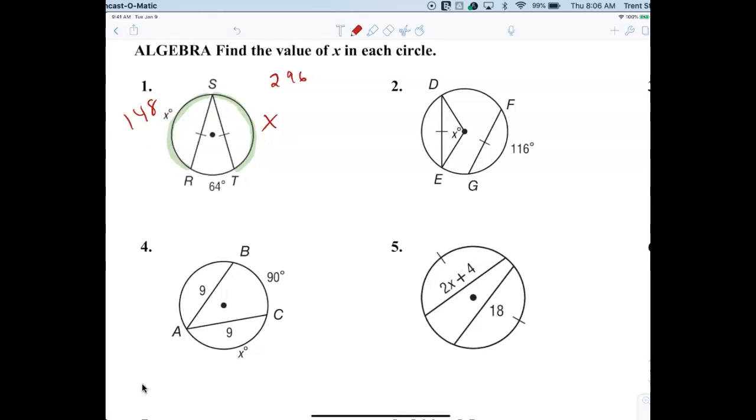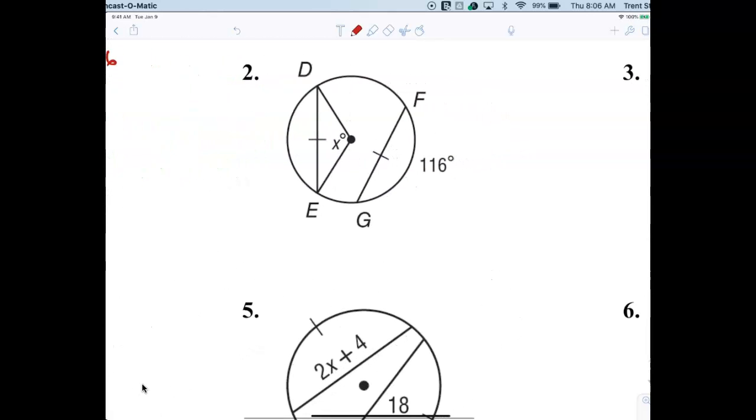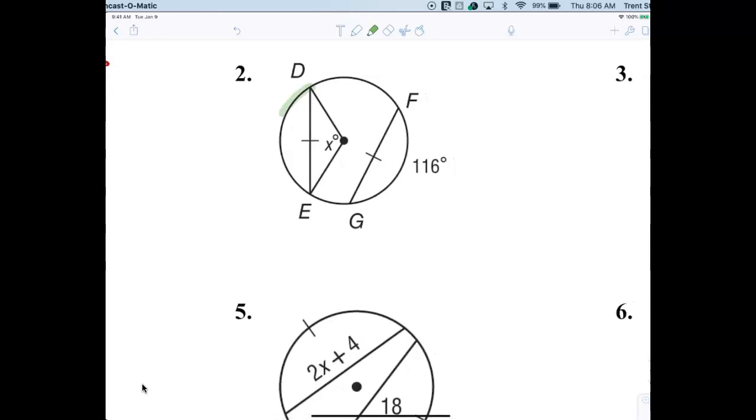So if I ask about number 2 now, what is the measure of arc DE? Right, so this right here would be what? 116 degrees, correct? Now, who can tell me what the measure of angle X is then? Yeah, this is what I thought was kind of weird, kids didn't know this. Yeah, obviously 116.